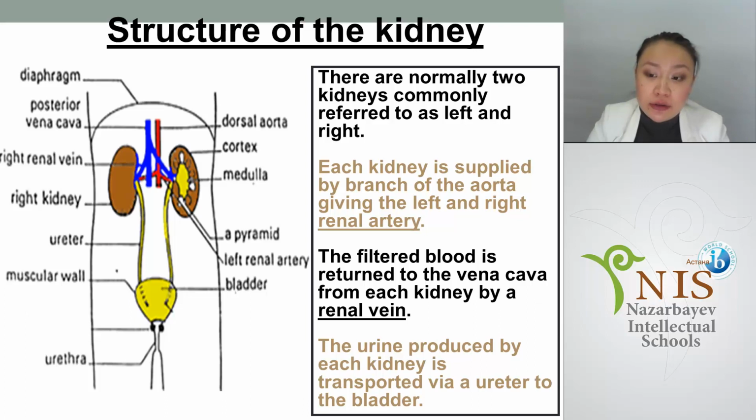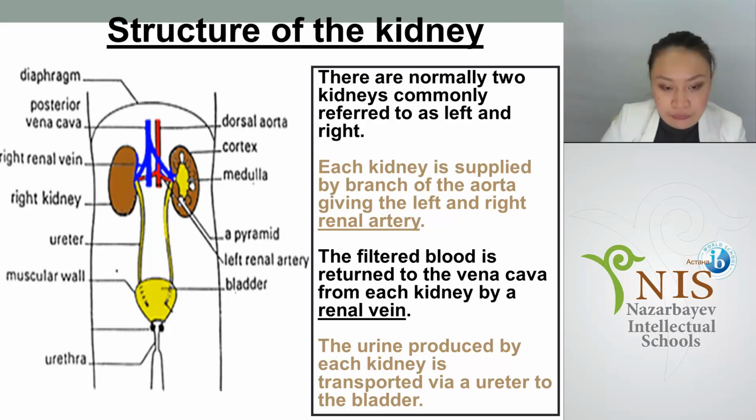There are normally two kidneys, commonly referred to as left and right. Each kidney is supplied by a branch of the aorta, giving the left and right renal artery. The filtered blood is returned to the vena cava from each kidney by a renal vein. The urine produced by each kidney is transported via a ureter to the bladder.